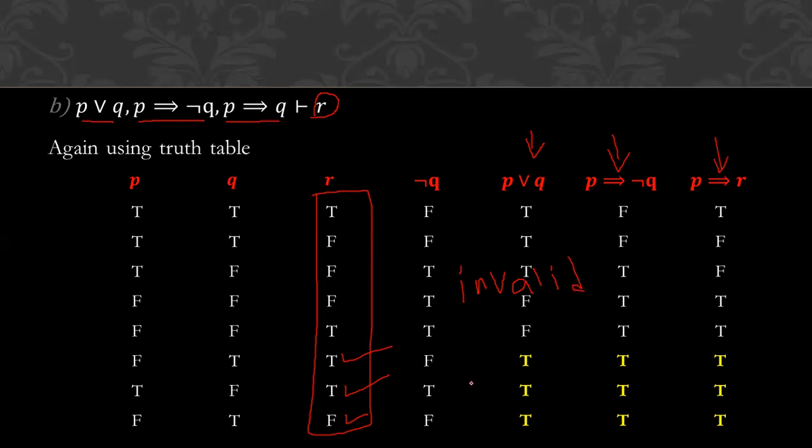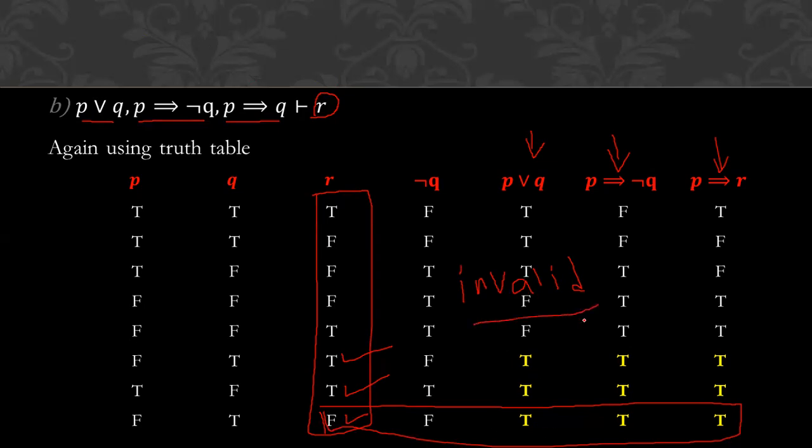It is invalid because of the existence of the last row, simply this row, where all the premises are true but the conclusion, that is R, is false here. So due to the existence of this row, this argument is invalid. This is not valid.